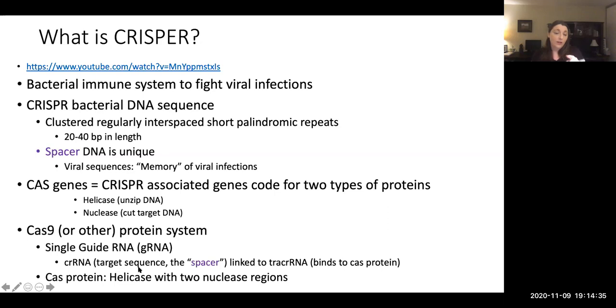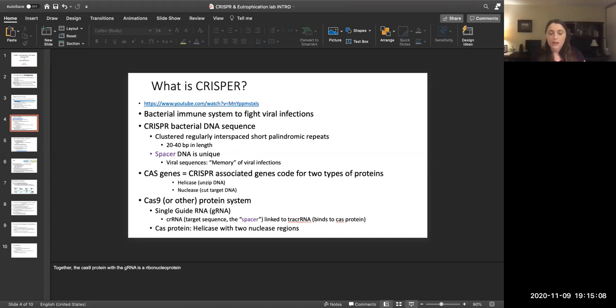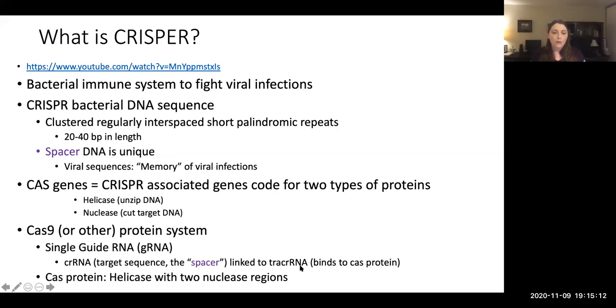And this guide RNA is actually composed of two pieces of RNA. One that is the specific target sequence, and that target sequence comes from that spacer, right, the unique part. And then it's also linked to another piece of RNA called the tracer RNA. The tracer RNA actually attaches to the protein, the Cas9 protein. And so then you get this complex, which you can call a, what's the word I'm looking for? Ribonucleoprotein. So ribonucleoprotein, ribo for the two pieces of RNA, the tracer and the target, which together can just be called the guide RNA. So you have the ribo for the RNA component, and then you have the helicase and nuclease part would be the protein part.